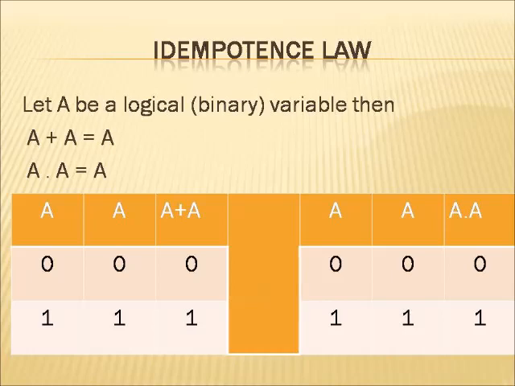Next one is the idempotence law. According to the idempotence law, let a be a binary variable, then a plus a is equal to a dot a is equal to a. That's the OR operation and the AND operation. Please see the same. We have proved the same using the truth table method. Please see the truth table and understand the concept.